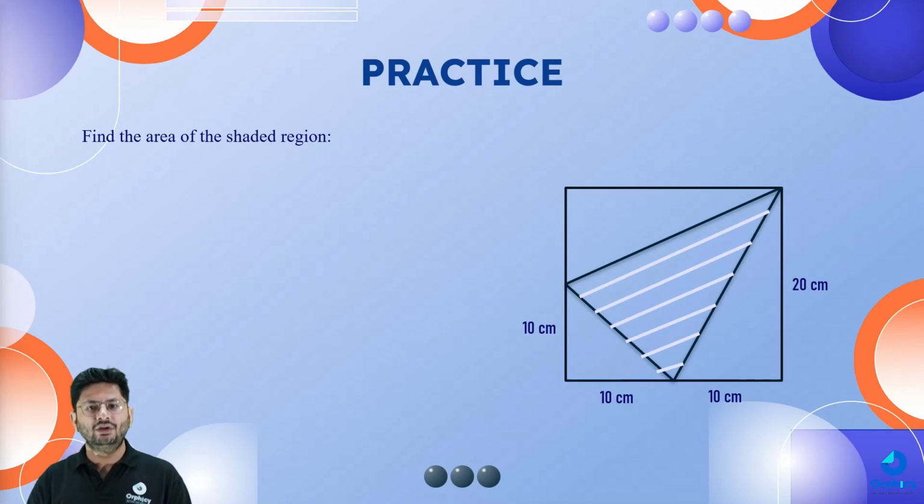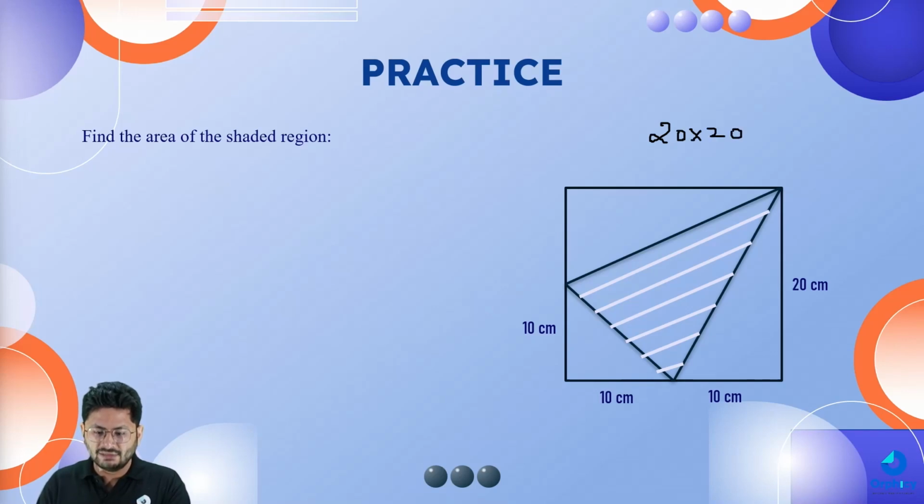Perfect. Okay, so next question, we have to find out the area of the shaded region. So what we can do, first of all, this is a square, right? So the total area of the square would be equal to 20 × 20 which is 400 centimeter square. This is the area of the square.